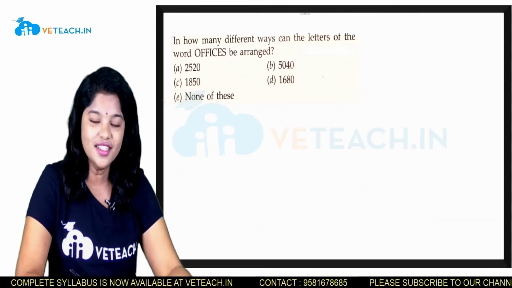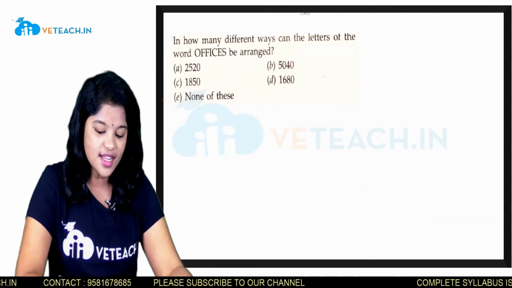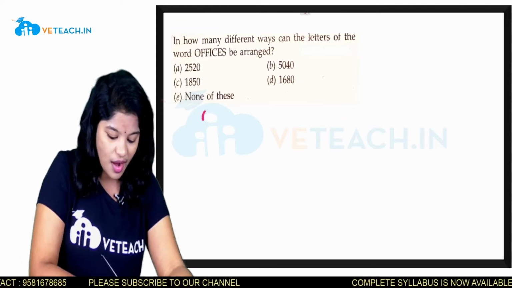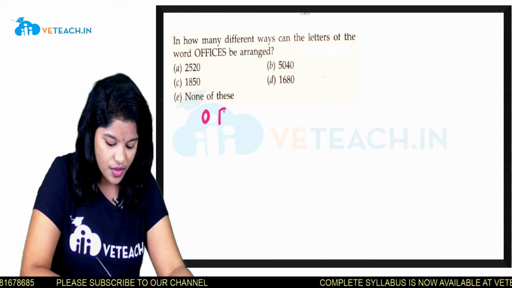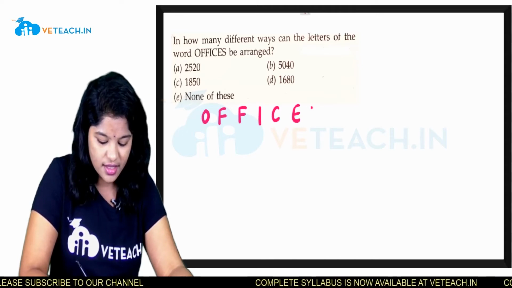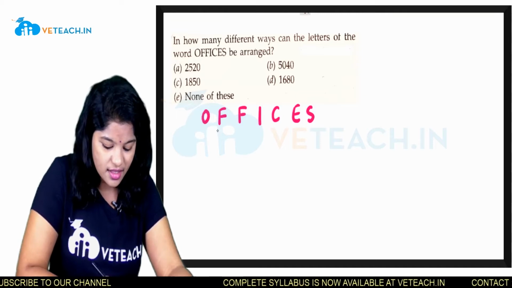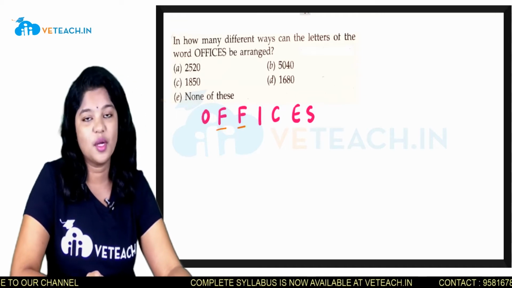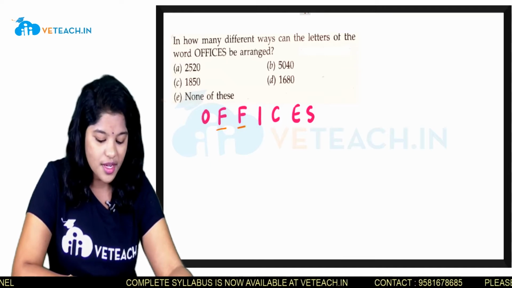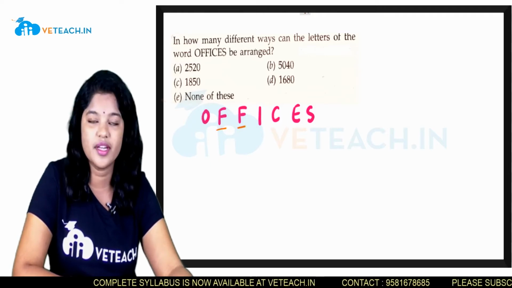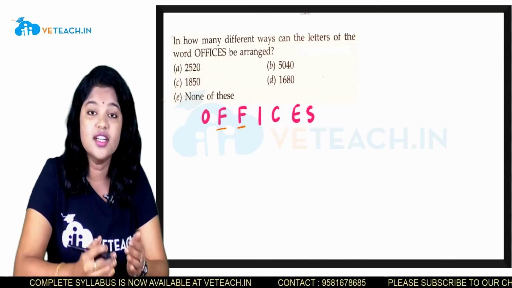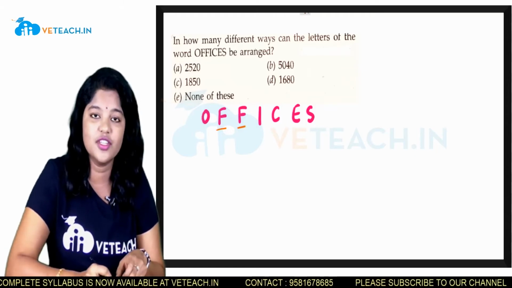See the next question. In how many different ways can the letters of the word OFFICES be arranged? First, write down the word O, F, F, I, C, E, S. We can see that here F and F are repeating. So, whenever repetitions are there, what will we do? How many letters are repeating here? 2 letters are repeating. So, we will calculate the number of ways of arranging, divided by the number of letters which are repeating.